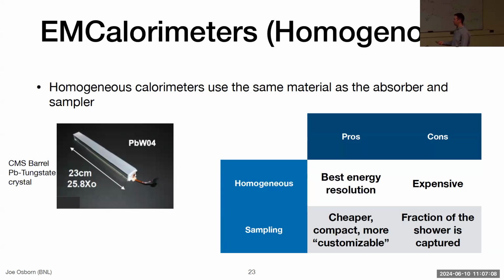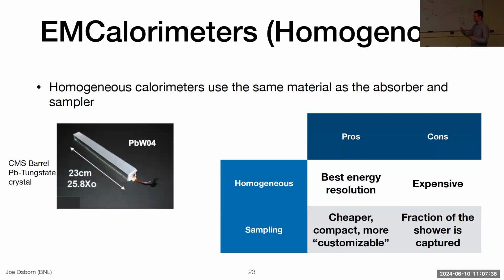I'd like to highlight the pros and cons of both of these here because, again, they have different trade-offs. Homogeneous calorimeters give you the best energy resolution because you have the same material that's doing the sampling and absorbing. So that means you sample the entire shower. Your sampling fraction is effectively 100%. The downside to that is that it's expensive. So you have to trade off a little bit.